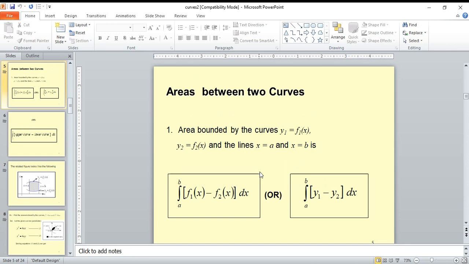Next, today we are discussing area in between two curves, line and curves. Area between two curves: area bounded by the curves y1 equal to f1 of x and y2 equal to f2 of x, and the lines x equal to a and x equal to b, is integration a to b f1 of x minus f2 of x dx, or integration a to b y1 minus y2 dx.